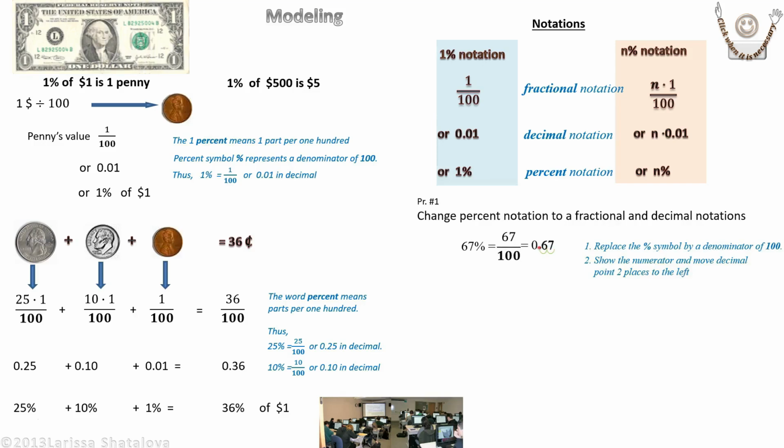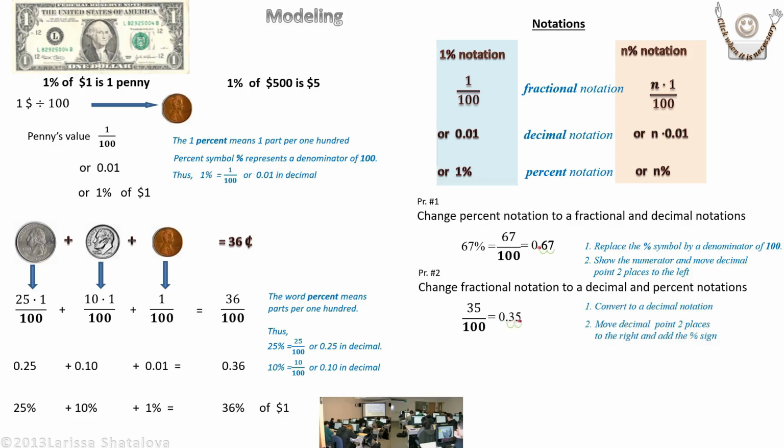Problem number 2. Change fractional notation 35 over 100 to decimal and percent notations. Okay, first let's convert to a decimal. Show the numerator and move the decimal point 2 places to the left. Next conversion is to percent. Just move the decimal point 2 places to the right and add the percent sign.